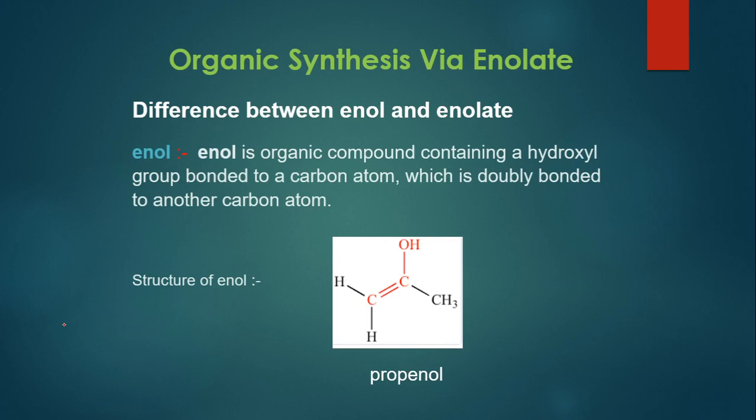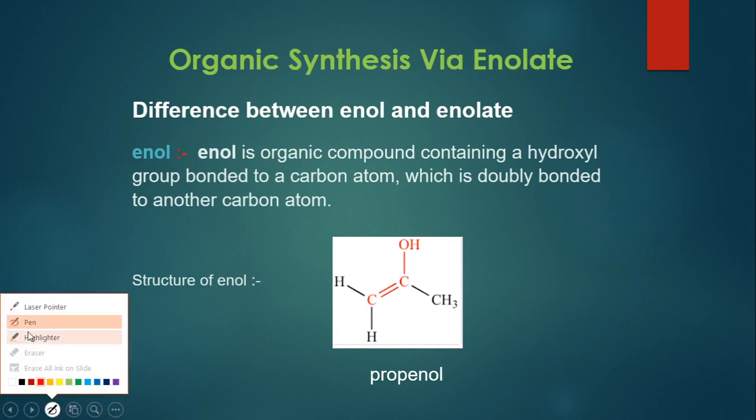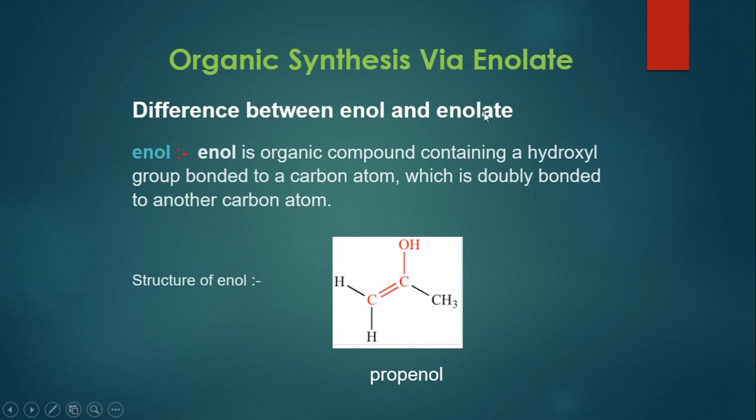Now we will discuss the difference between enol and enolate. What is enol? Enol is an organic compound containing a hydroxyl group bonded to a carbon atom, which is doubly bonded to another carbon atom. For example, propenol. In this propenol, there is a hydroxyl group directly bonded to this carbon, and this carbon is doubly bonded to another carbon atom.